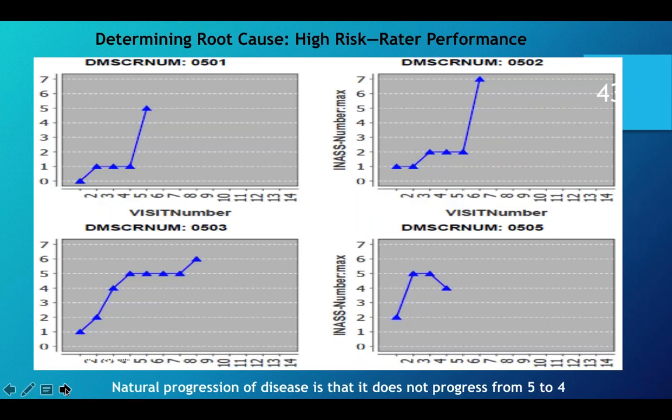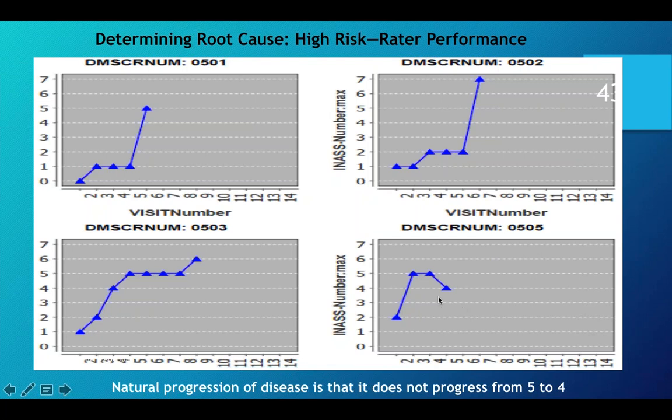Now, one of the other ways that... let me just give you another example. Ratings are often high risk. This was a study where we were looking at ratings for herpes labialis, so cold sores. The natural history of cold sores is that they don't ever progress from 5 to 4. They may go from 1 or 2 down, but they never go from 4 down.